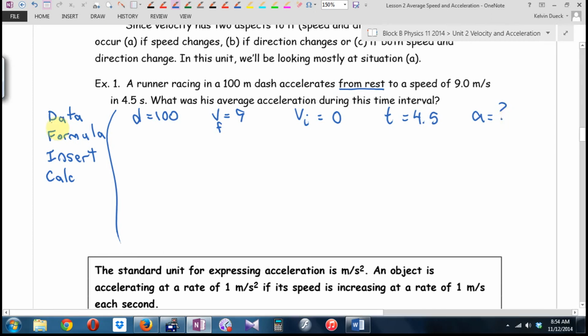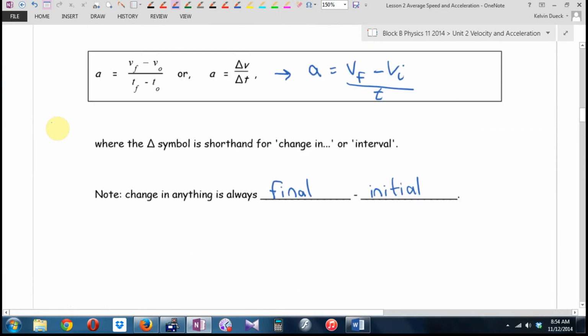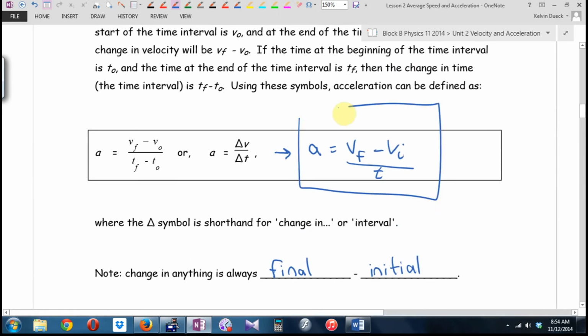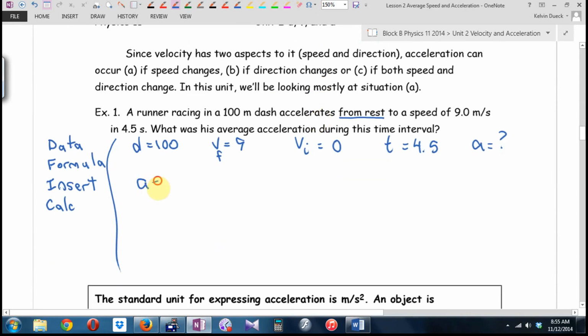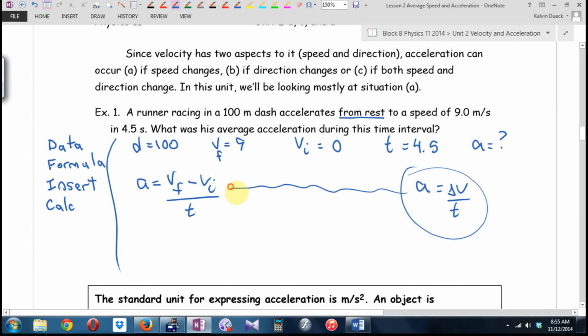Now, there's my data, formula. I'm looking for an equation that has to have an A in it, because that's what I'm trying to find, and has some of this other stuff. Now, we've only found one equation right now. I've only given you one. It's this one right here. So I'm going to write it down. A equals VF minus VI over T. By the way, you'll notice on your formula sheet the way I wrote that is like that. Can you see that this really is that? Okay.